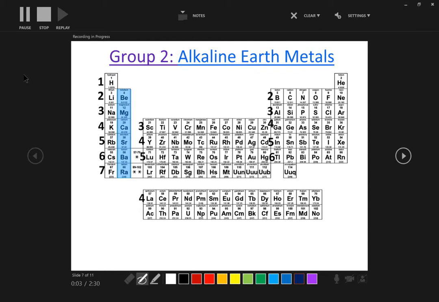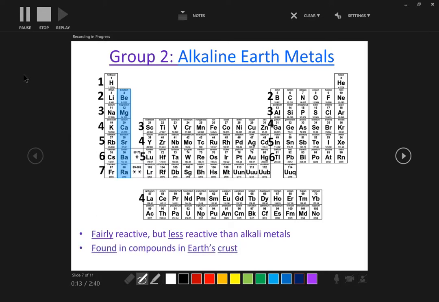Group 2. What are the alkaline earth metals? These are still fairly reactive, but they are less reactive than the alkaline metals. They are found in compounds in the Earth's crust. They have high melting points and a low density.